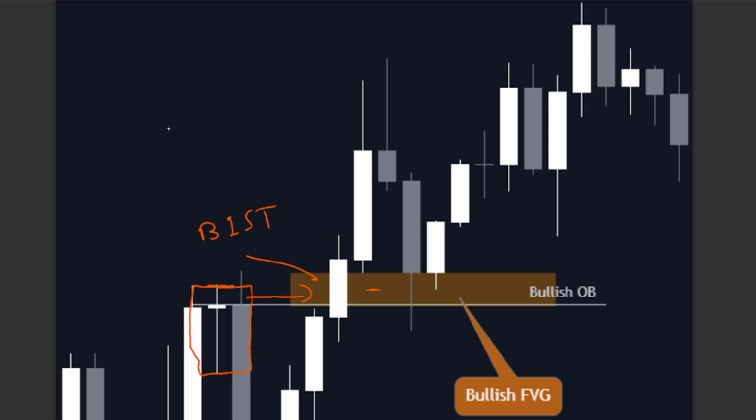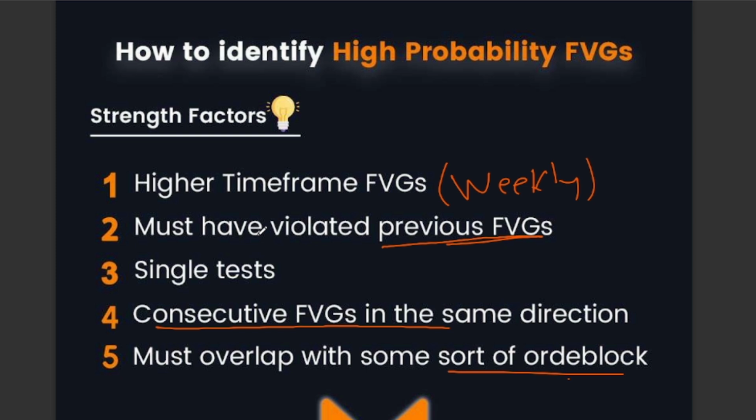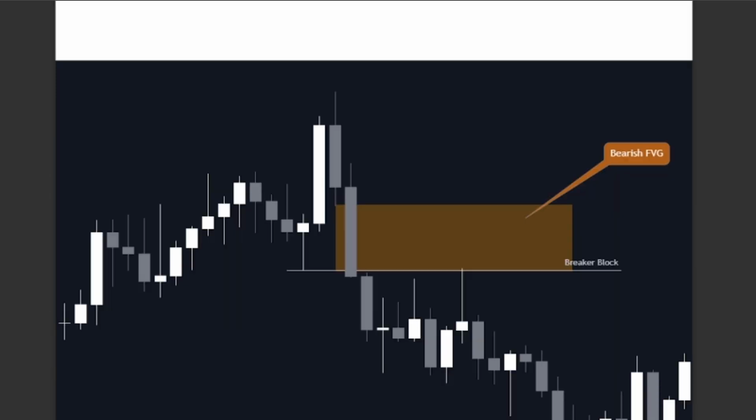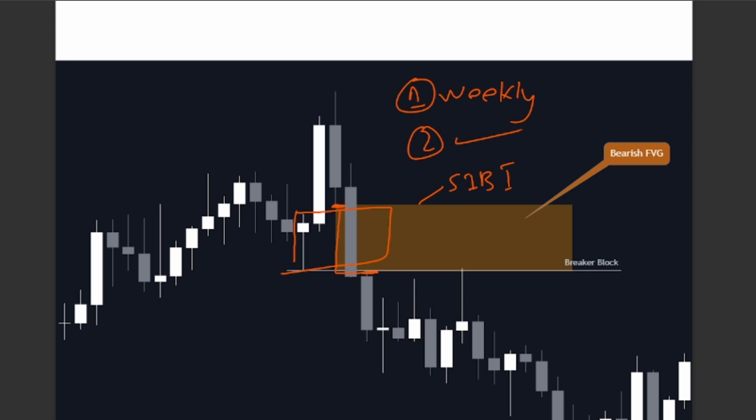Now let's look at an example of how I will apply all those 5 points to take a trade from a high probability fair value gap. Here you can see we have a bearish fair value gap which we marked by taking the first candle low and the third candle high. We marked a bearish fair value gap known as SIBI. Our first condition is met as this fair value gap is on the weekly time frame. Now let's see if it overlaps with some sort of order block. Yes, it is overlapping with this bearish breaker. So 2 of our conditions get fulfilled.